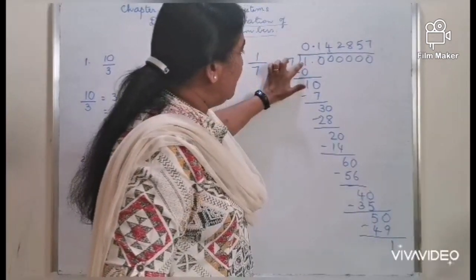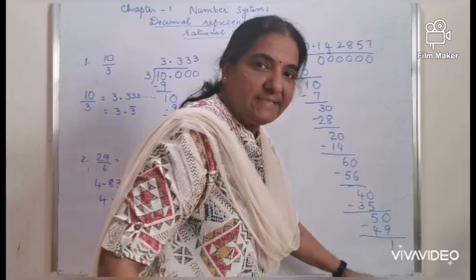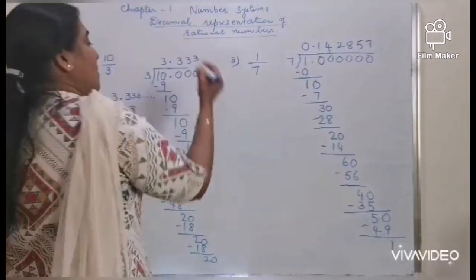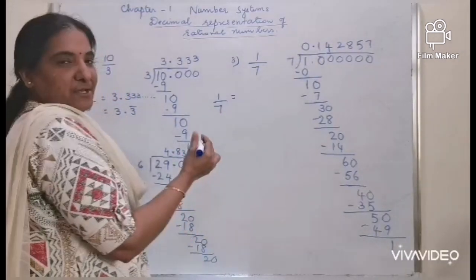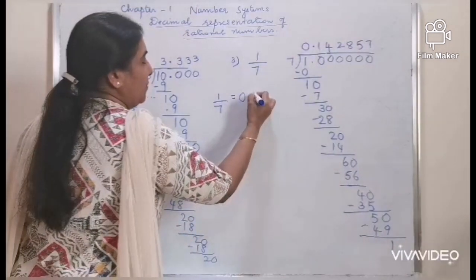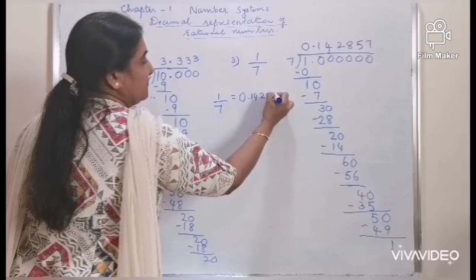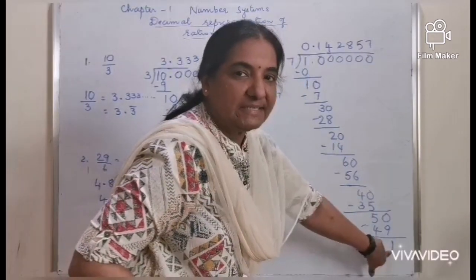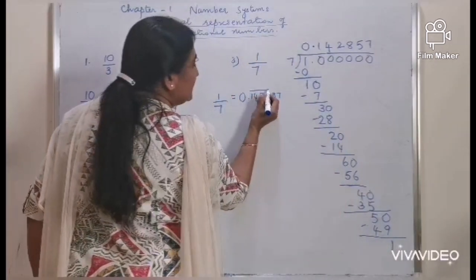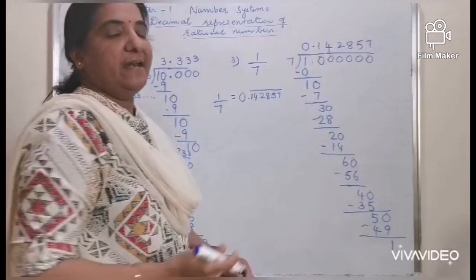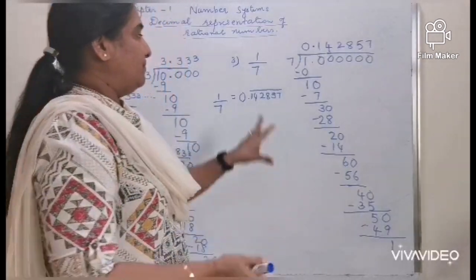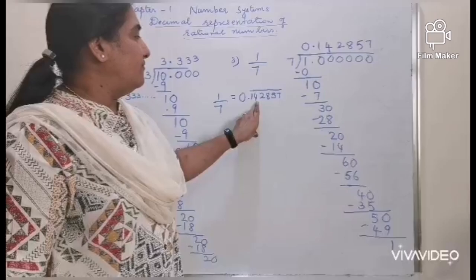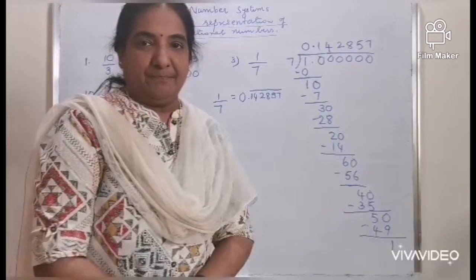It goes from here, 1. It will continue the same way as we have proceeded. Thus, 1 by 7 is equal to 0.142857. We know that 1 is going to repeat again. All the digits will recur again and again, which shows that you have to place the bar symbol on the top of all the digits 1, 4, 2, 8, 5, 7.